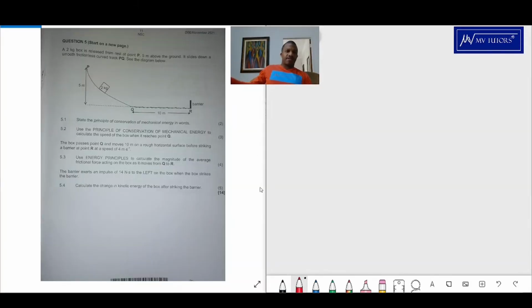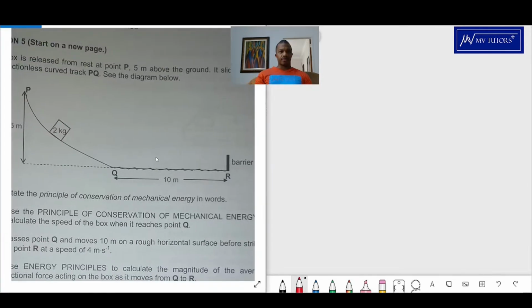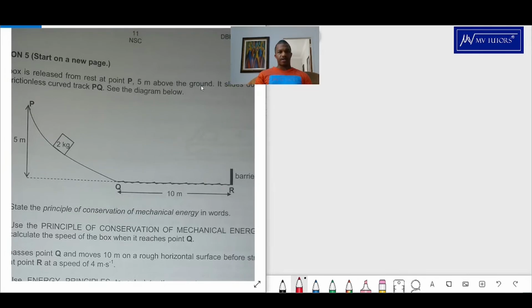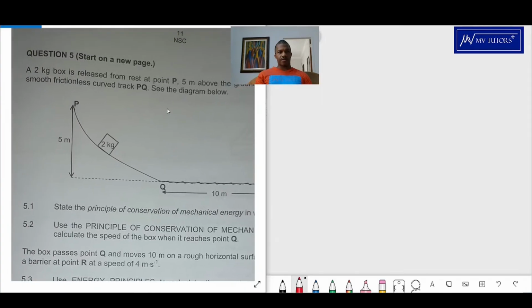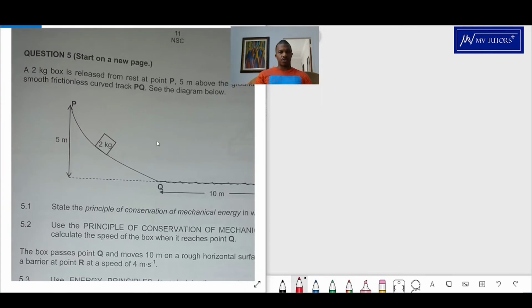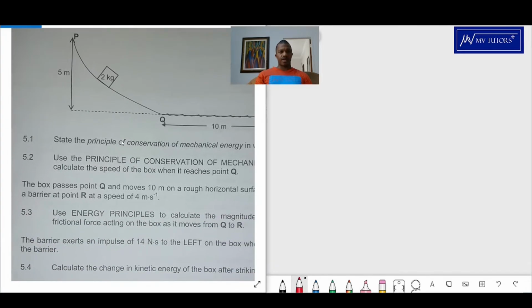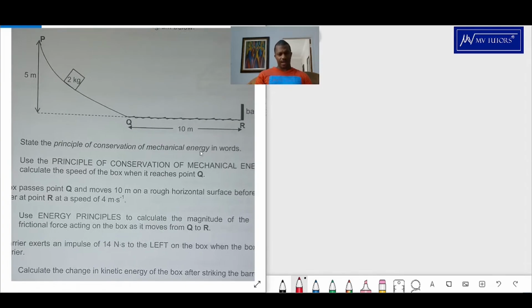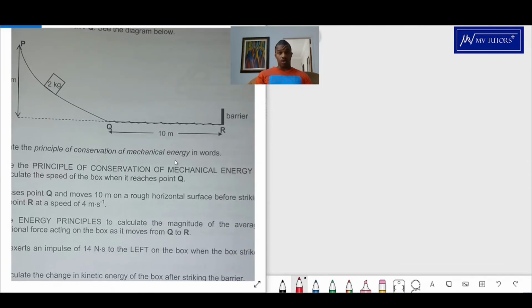So question 5, let me just zoom in a bit. It says that a 2 kg box is released from rest at point P, 5 meters above the ground. It slides down a smooth frictionless curve PQ, see diagram below. Then it says, state the principle of conservation of mechanical energy in words.